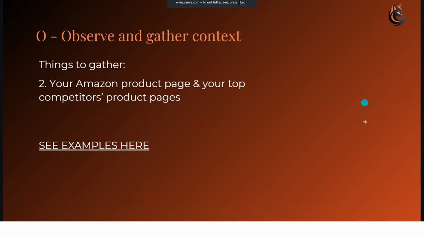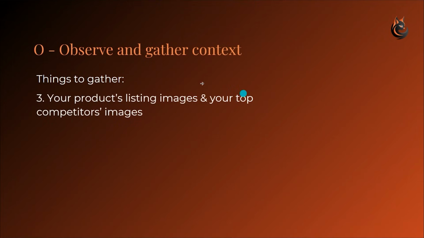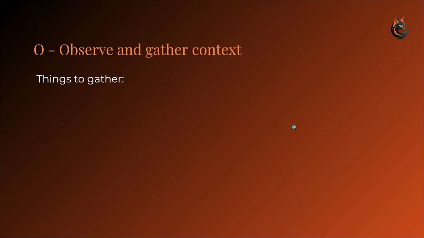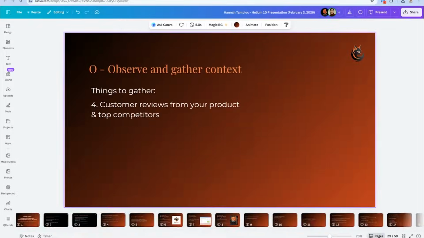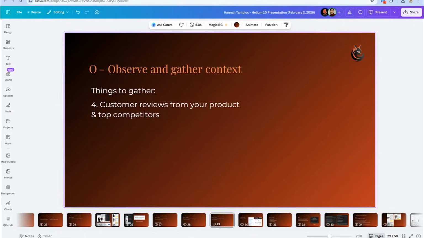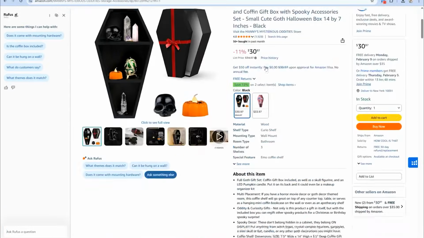Okay. So another thing that we can download or gather are the images for your product and your competitors. You can download the PNG files and save them in your Google Drive. And then the customer reviews from your product and top competitors. So how to gather that? Before, we were able to use the Helium 10 Chrome extension, but I think it's not available anymore here in the Chrome extension.